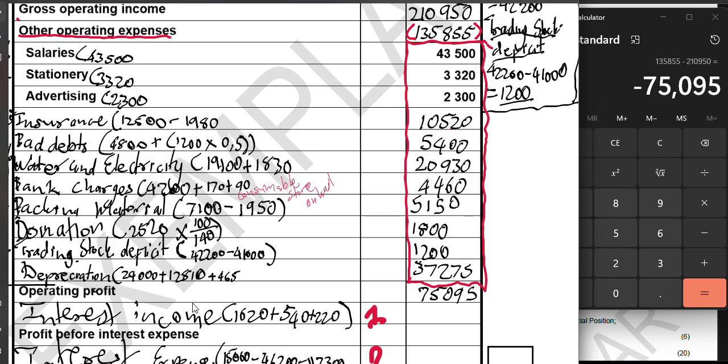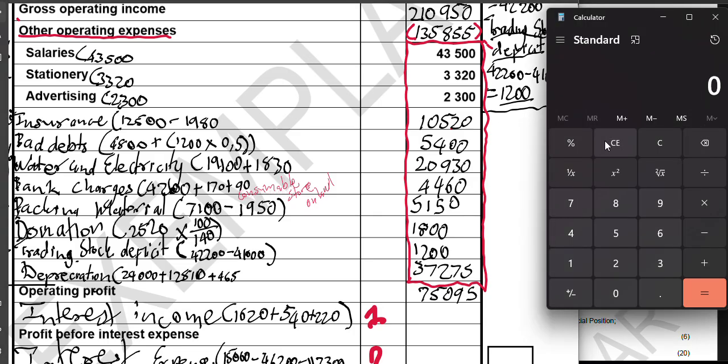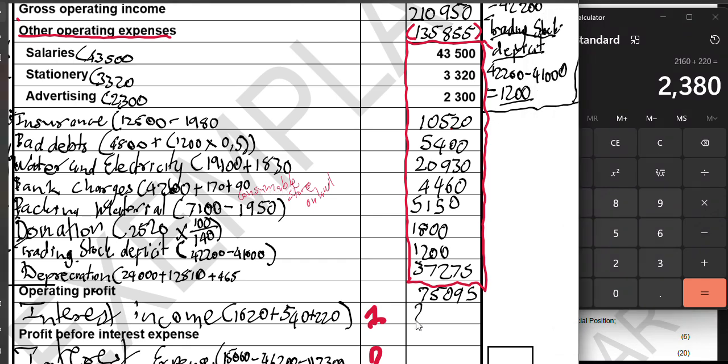So we need to do our calculations now for our interest. How much is the calculation for interest? We are going to have 1,620 plus 540 plus 220. This is going to give us 2,380. Now remember, we need to always identify our accounting lines. So this is an accounting line, not a calculation border, an accounting line.